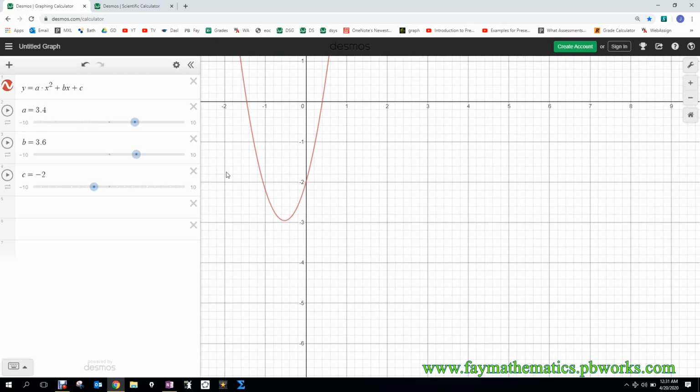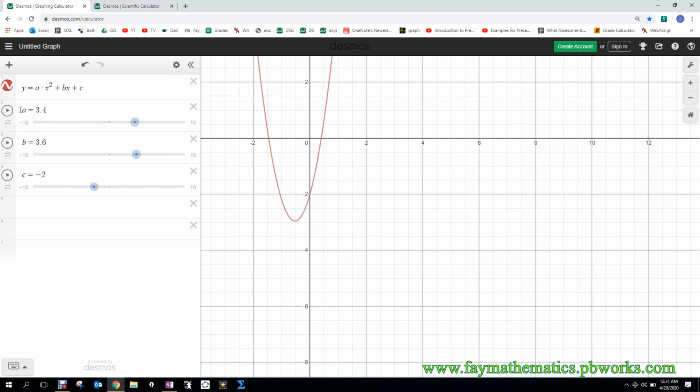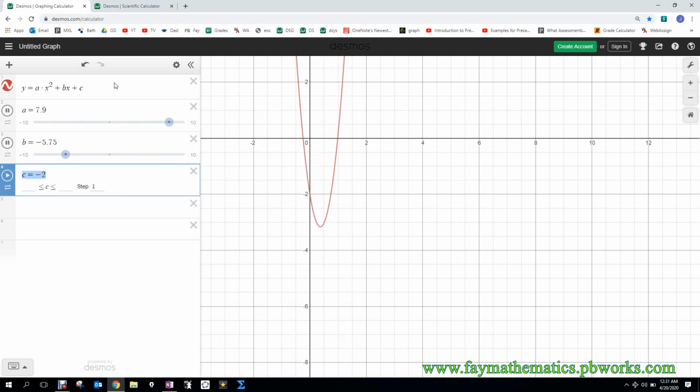And to validate or prove the fact that the a and the b don't matter, if I play that and let it oscillate back and forth, you can see that no matter what the a value is, I'm still crossing the y-axis at -2. No matter what the b value is, so now these things are moving all together. Look at all these different parabolas that we could create. They're all still intersecting at -2 as my y-intercept, because that is what my c value is.